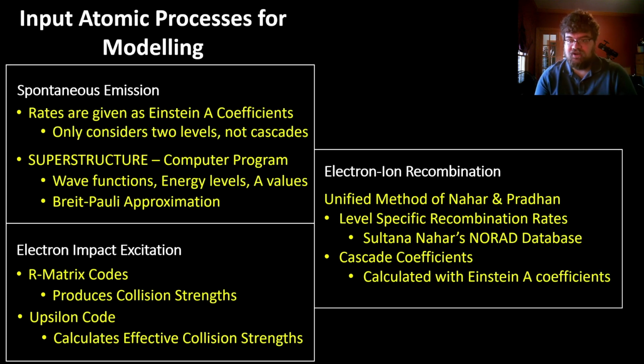These level-specific recombination rates are calculated using those R-matrix codes I mentioned, and many of them are publicly available on Dr. Nahar's online NORAD database. Then for recombination, we also need cascade coefficients, which, as I mentioned earlier, A values only consider direct transition from one state to another. But for recombination, we want to understand how an electron recombining into some excited state might decay into also populating some of the lower states beneath it. And for that, we want to consider every single avenue you have to get from that upper state to that lower state, including any combination of levels in between.